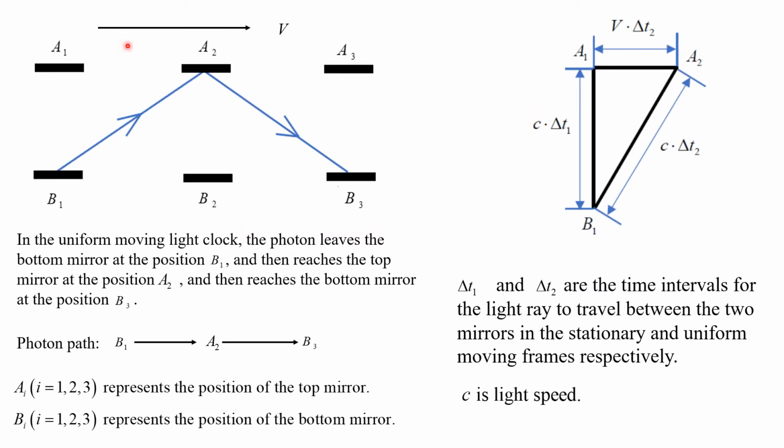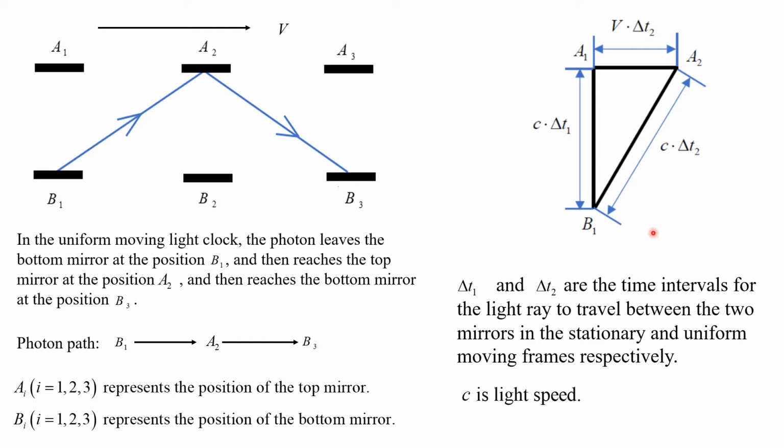In this figure, it shows that in a uniformly moving light clock, the photon leaves the bottom mirror at the position B1 here, and then reaches the top mirror at the position A2. A2 is here, and then it reaches the bottom mirror at the position B3. B3 is here. So the photon path is B1 to A2 and then to B3.